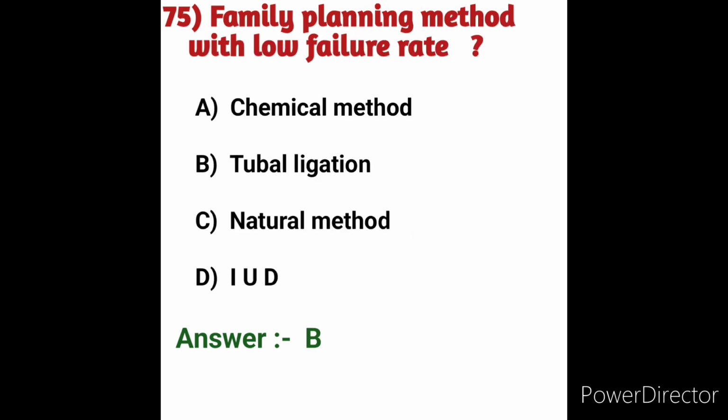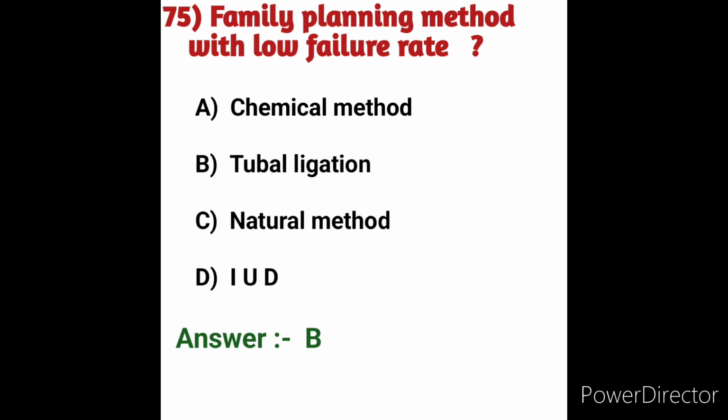Question number 75. Family planning method with low failure rate. Means which of the following has a low failure rate in family planning methods? Option A chemical method. Option B tubal ligation. Option C natural method. Option D IUD. Actually, a low failure rate will be in the permanent method.